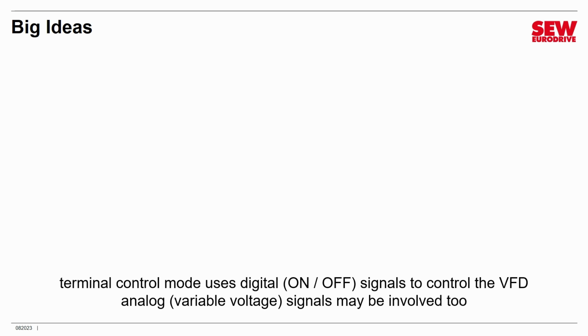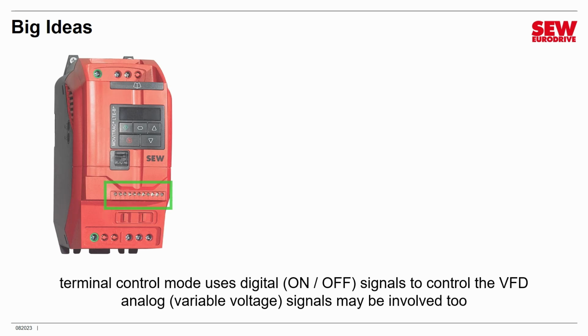If you wish to set up your MOVITRAC LTE-B+ to operate in terminal control mode, you're going to make connections to the front I/O connector. This is right out on the front on the IP20 model. Of course, it's inside under the protective cover in the IP66 model, but the signals are identical.